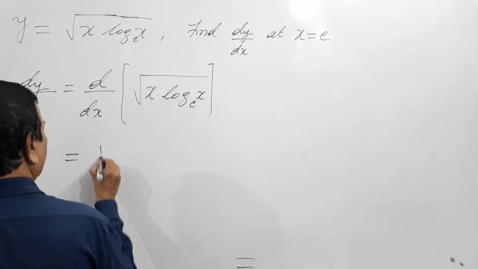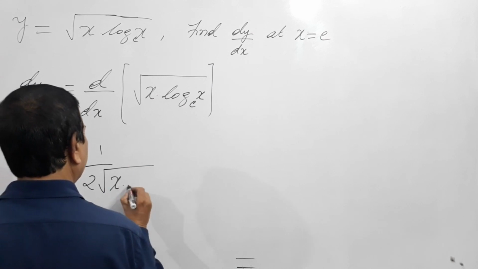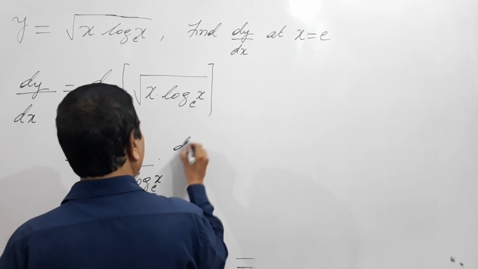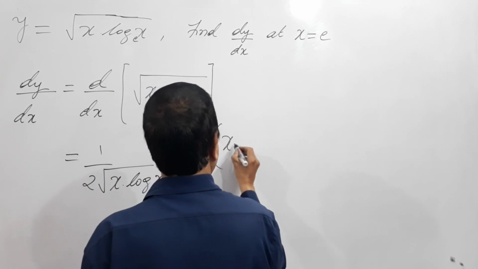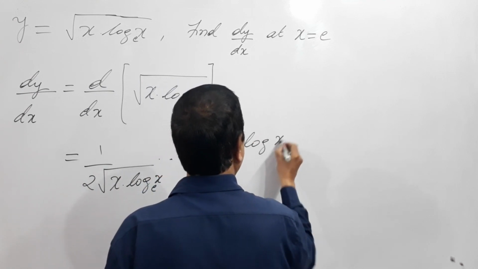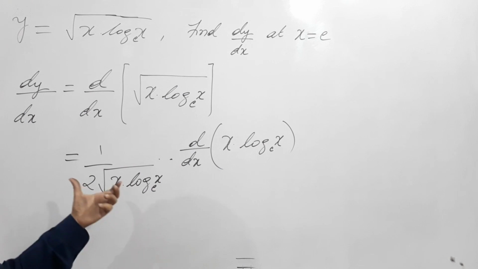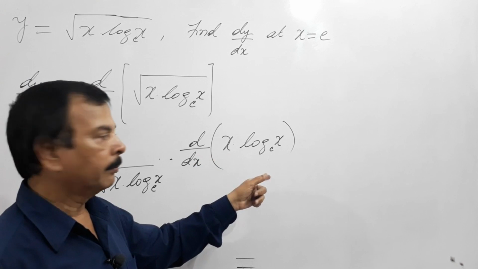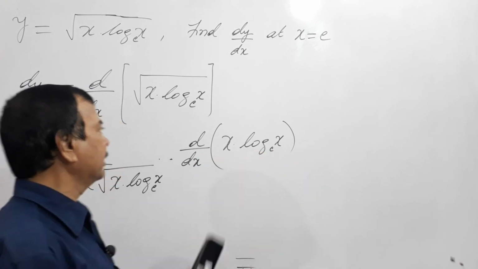This equals half into under the root x plus log x to base c, into d by dx of x into log x to base c. Okay, this is a solution. So here this part is over, need not worry about it, and here you have to use the product rule because we have x into log x to base c. So that is nothing but 1 by x. Okay, let's see how to do it.